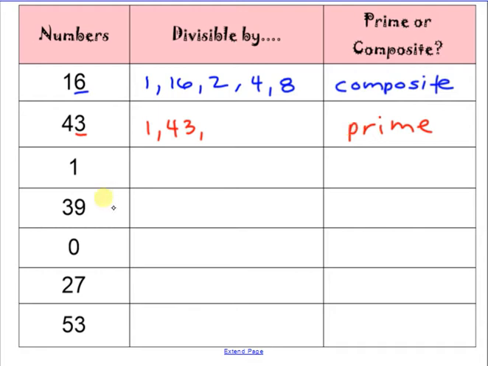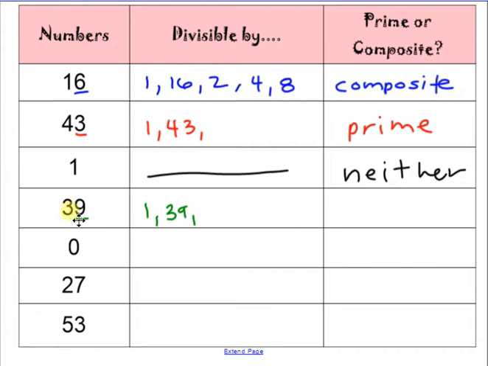Now, the number 1, you should think right off the bat, that is neither. Because I just told you the number 1 and the number 0 are going to be neither. So here we have the number 39. So 1 goes into 39, 39 goes into 39. 2 will not work because it ends in a 9.